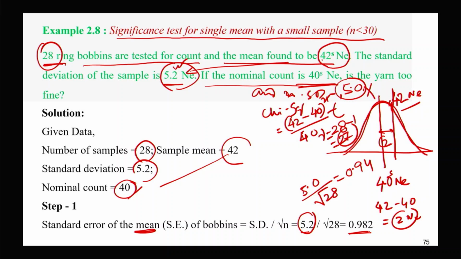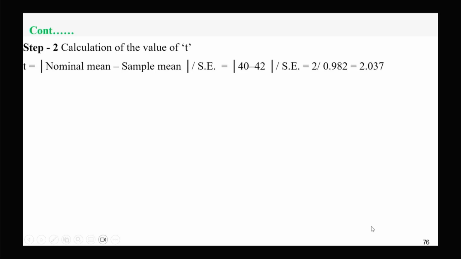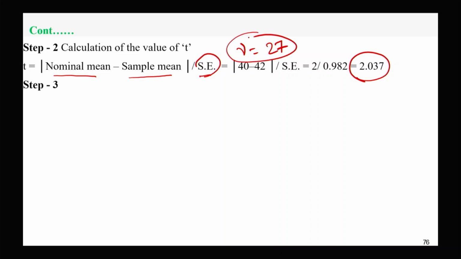So the standard error we have calculated, and then the t value. As we know, nominal mean minus sample mean, divided by the standard error, it is 0.037. 0.037 is the t value calculated, and then this t value is taken with the degree of freedom 27. So for the table value, we have to refer to the t value with the degree of freedom 27.